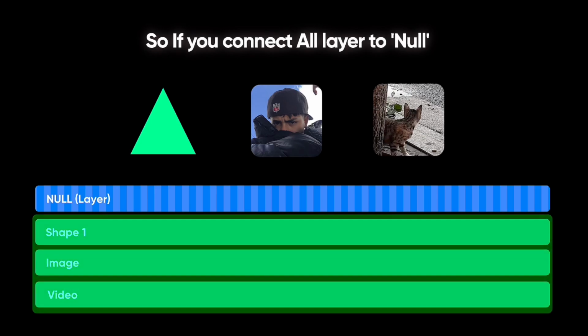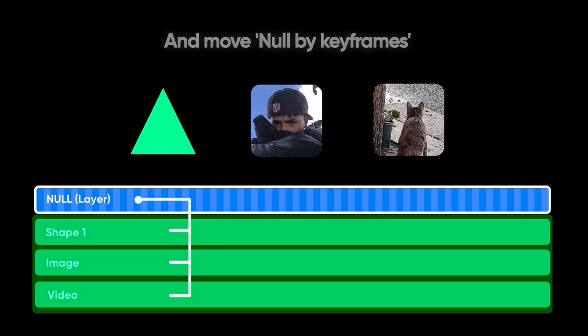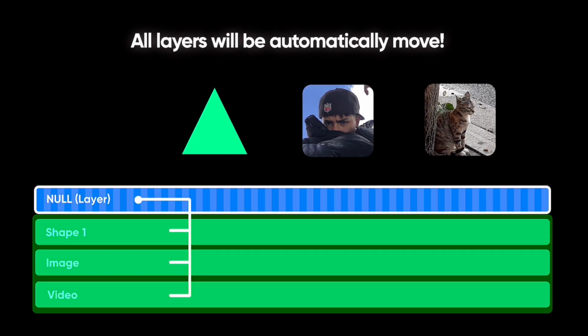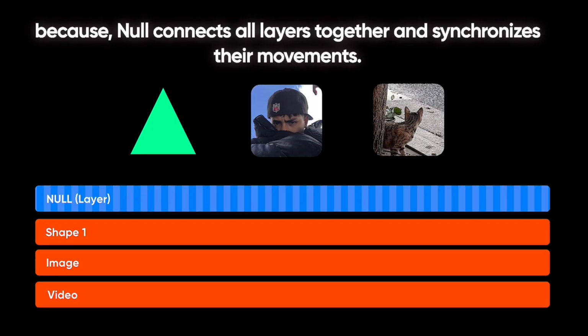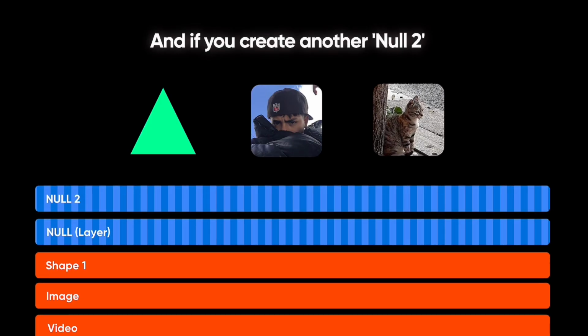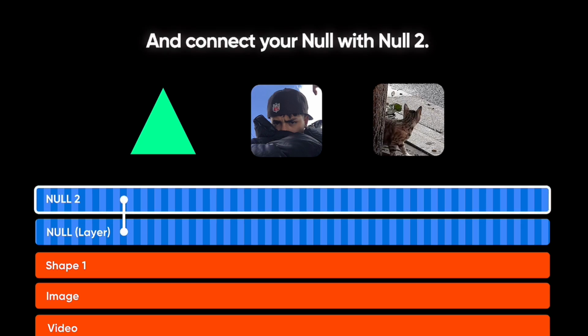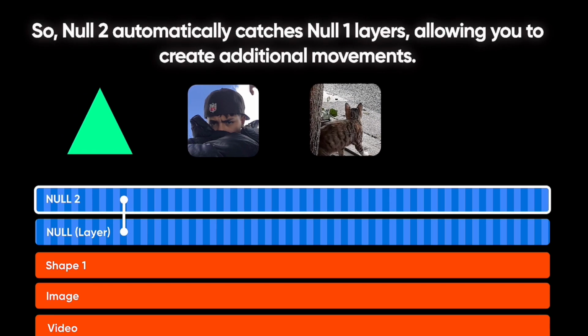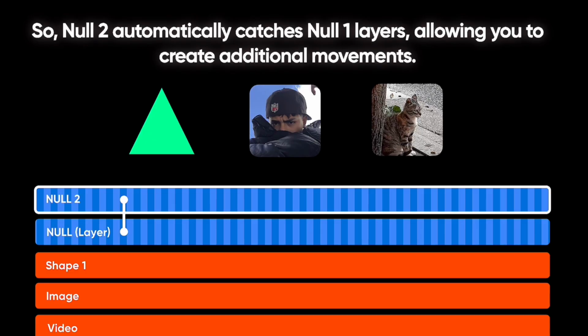If you connect all layers to null like this and move null by keyframes to adjust position, all layers will automatically move, because null connects all layers together and synchronizes their movements. And if you create another null too and connect your null 1 to null 2, your null 2 automatically catches null 1 and its layers, allowing you to create additional movements.